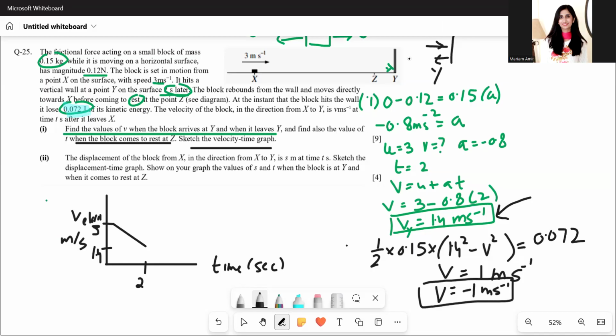Now at the very same instant, when it hits the wall, its velocity becomes -1. So at the same instant, you can make a dotted line here and take this to -1, which shows a change in direction. After that, the speed becomes 0 at Z. So we take it back to this spot, and that is it, I believe.